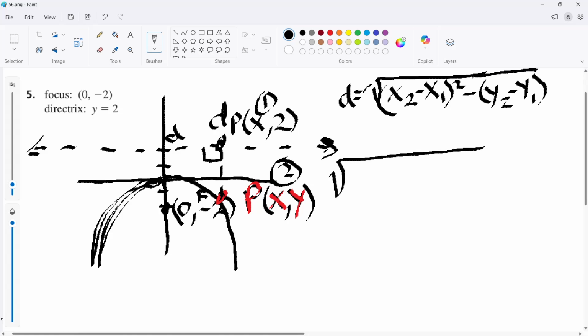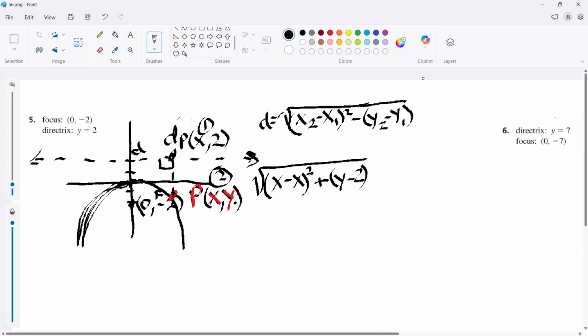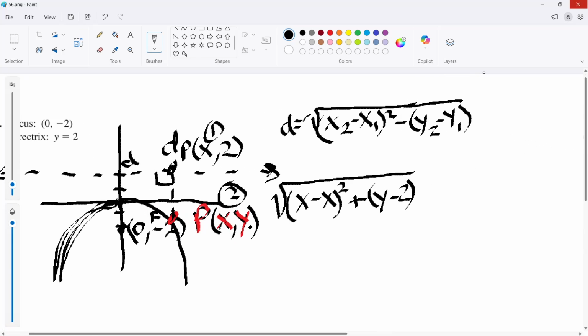I get the square root. Well, x2 is x, x1 is x, it's the same x value. I purposely picked it like that, squared, plus y minus 2. The y value for point 2 is y. The y value for point 1 that I picked on the directrix is 2.